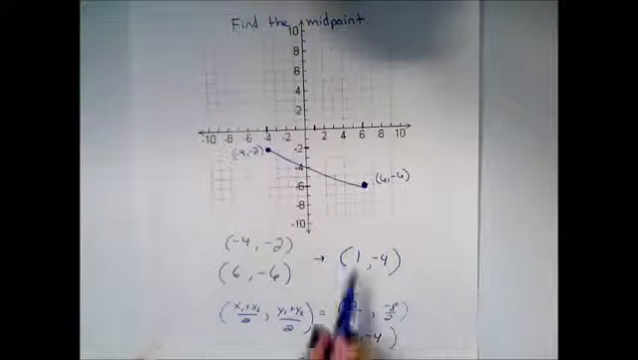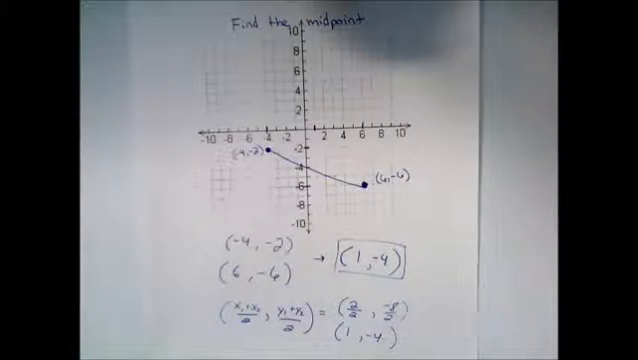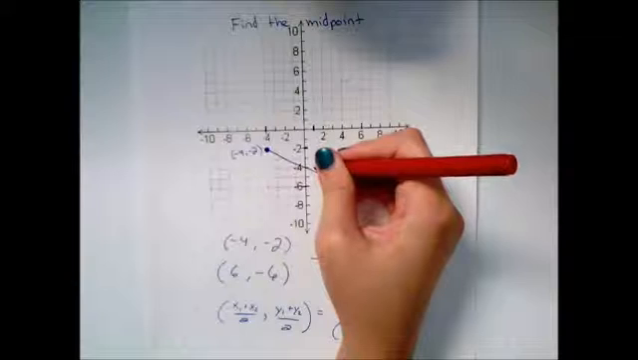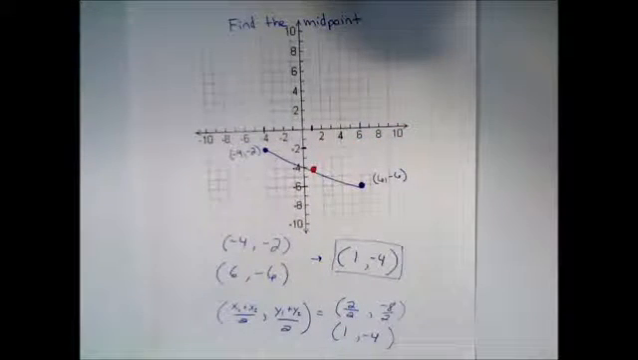So regardless of whether you think of the formula or whether you want to think, okay, halfway in between, you get the midpoint. Let's just check and make sure it looks like the midpoint. So over 1 and down 4. So somewhere around there. My line's not perfectly straight, but that looks like the middle of the 2 points.